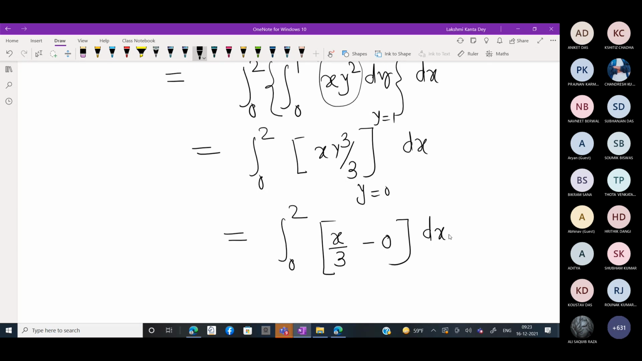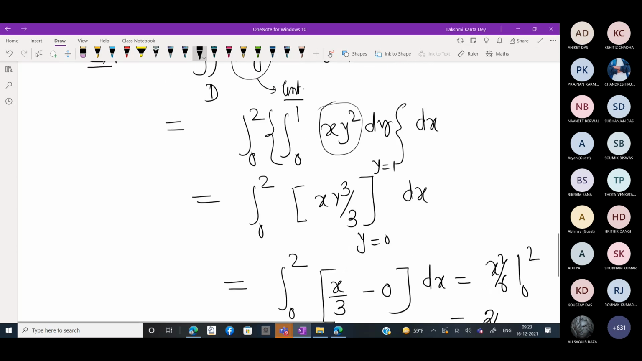So this is your dx. So ultimately it is x square by 6, from 0 to 2. That means what? 4 by 6, which means 2 by 3. So this is your answer.